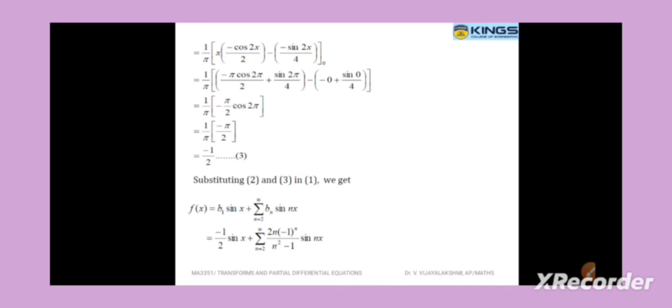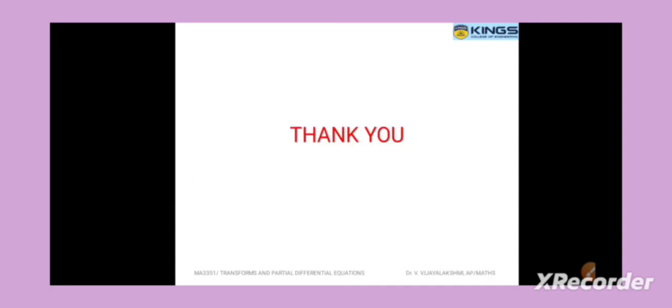Now substituting these two values, that is bn and b1, in your Fourier series formula. f of x equal to summation n equal to 1 to infinity bn sin nx is our formula. But here I am writing it as b1 sin x plus summation n equal to 2 to infinity bn sin nx. So the b1 value is minus 1 by 2 sin x, and then replace the value of bn: 2n into minus 1 power n by n squared minus 1, sin nx. So this is the answer for your Fourier series. Thank you.